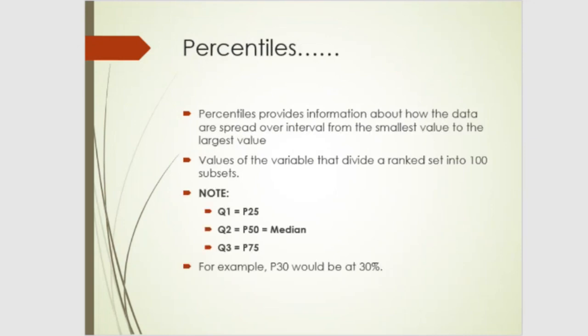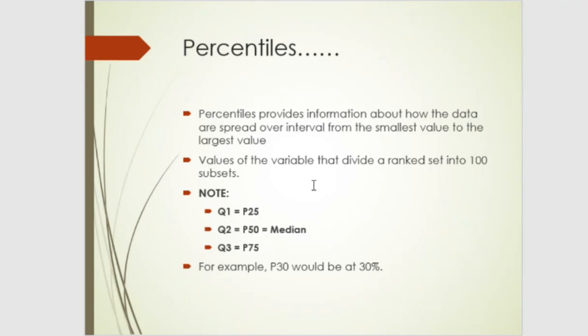Then percentiles provide information about how the data are spread over the interval from the smallest value to the largest value. And the values in the percentile are divided and ranked into 100 subsets. Something to take note of is that Q1, which is the lower quartile, is equivalent to the 25th percentile.